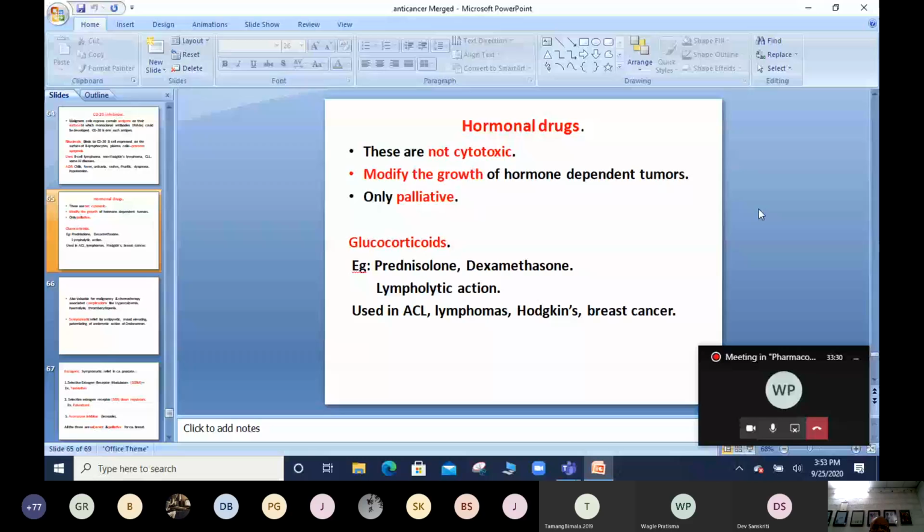Now what are these hormonal drugs? First and foremost is corticosteroid. Example, prednisolone, dexamethasone. Why are these corticosteroids used? Because they are lympholytic in action, causing destruction of lymphocytes. They are used in acute and chronic leukemia, then lymphomas, Hodgkin's, breast cancer.